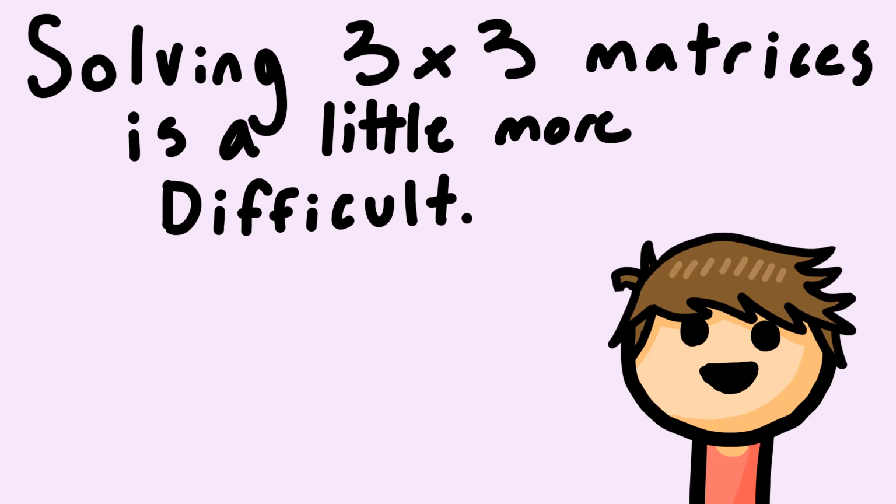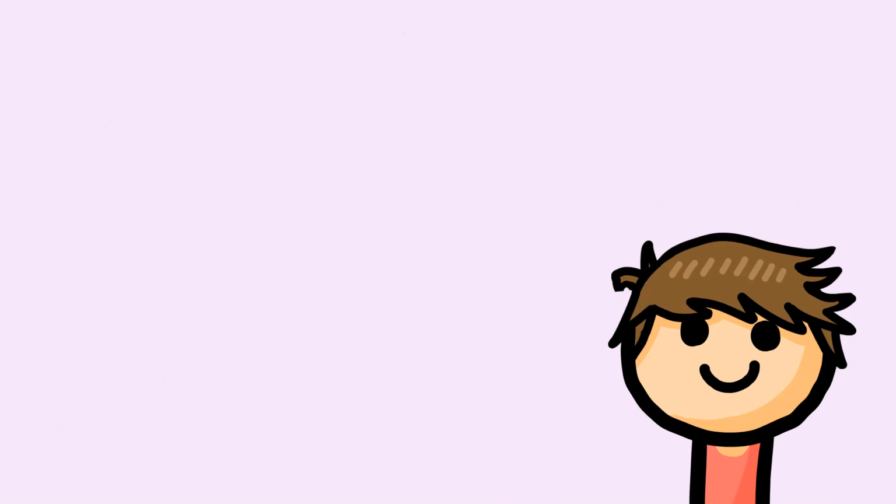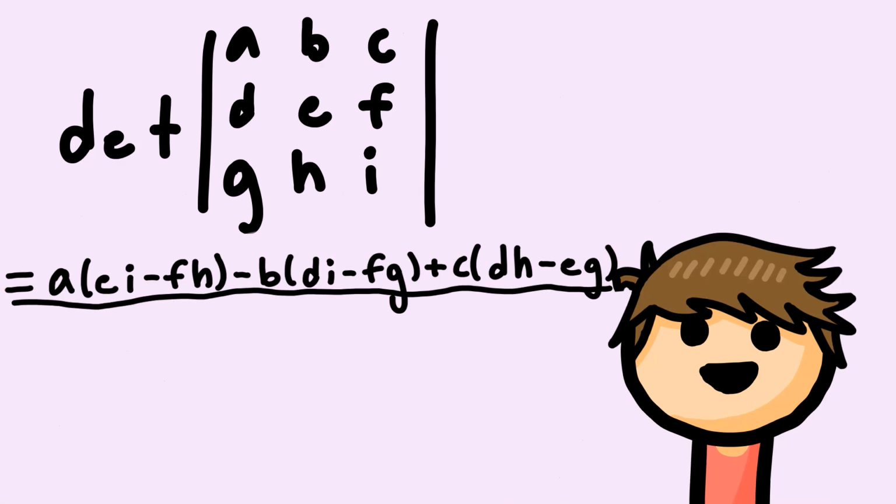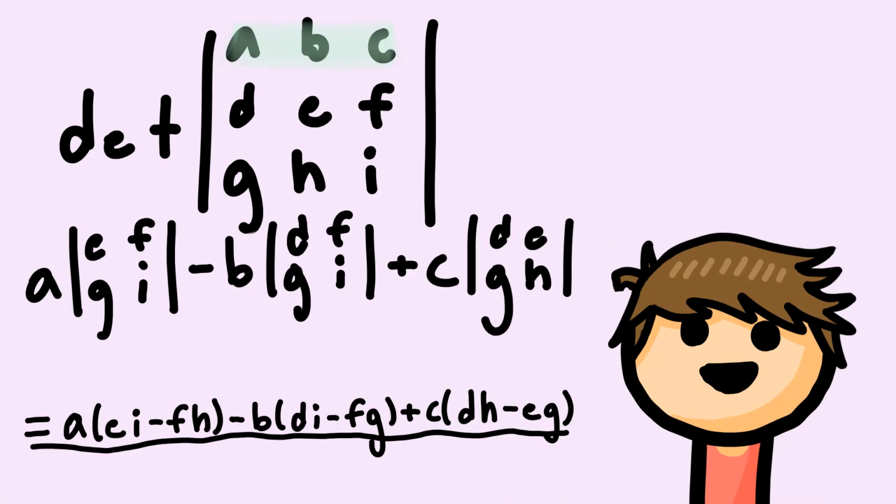Now solving 3x3 matrices is a little bit more complicated, but I'm sure you guys can do it. Generally, the determinant can be found by using this formula. Basically, we pick the first row and expand along it. Each element gets multiplied by the determinant of a 2x2 matrix that remains when you cross out its row and column, and then we alternate the signs from plus, minus to plus.